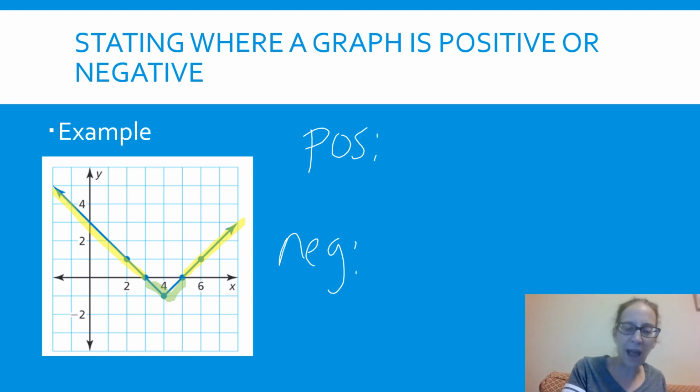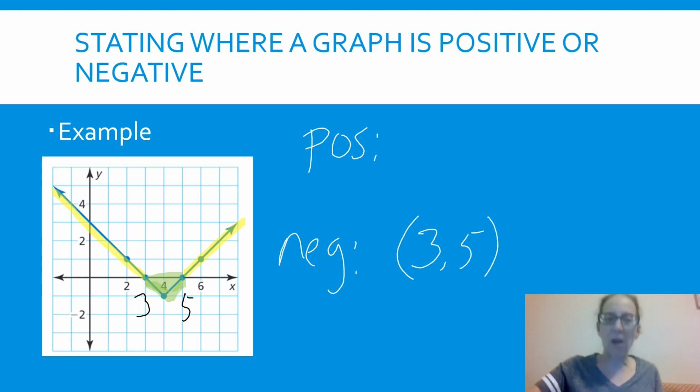So remember that we have to reference everything from the x-axis. So we have to look at where the graph is becoming negative. And we've got the point 3 and 5. Okay, so it is negative between 3 and 5. And you do want to use parentheses there because at the 3 and at the 5, it's actually 0. So it's not actually negative. It is negative in between the 3 and the 5.